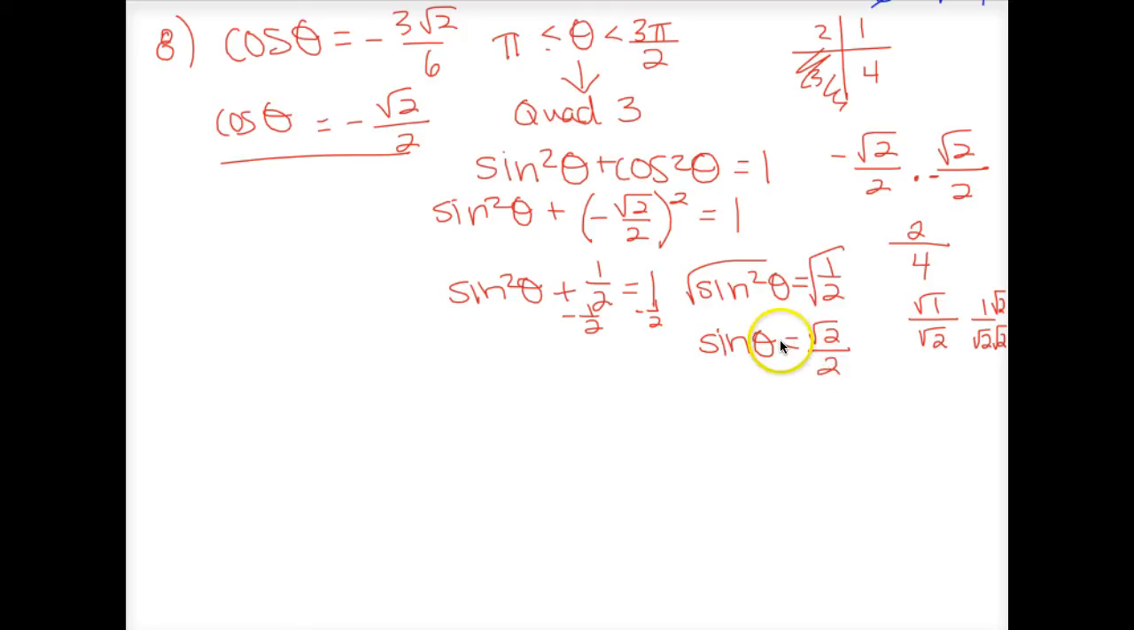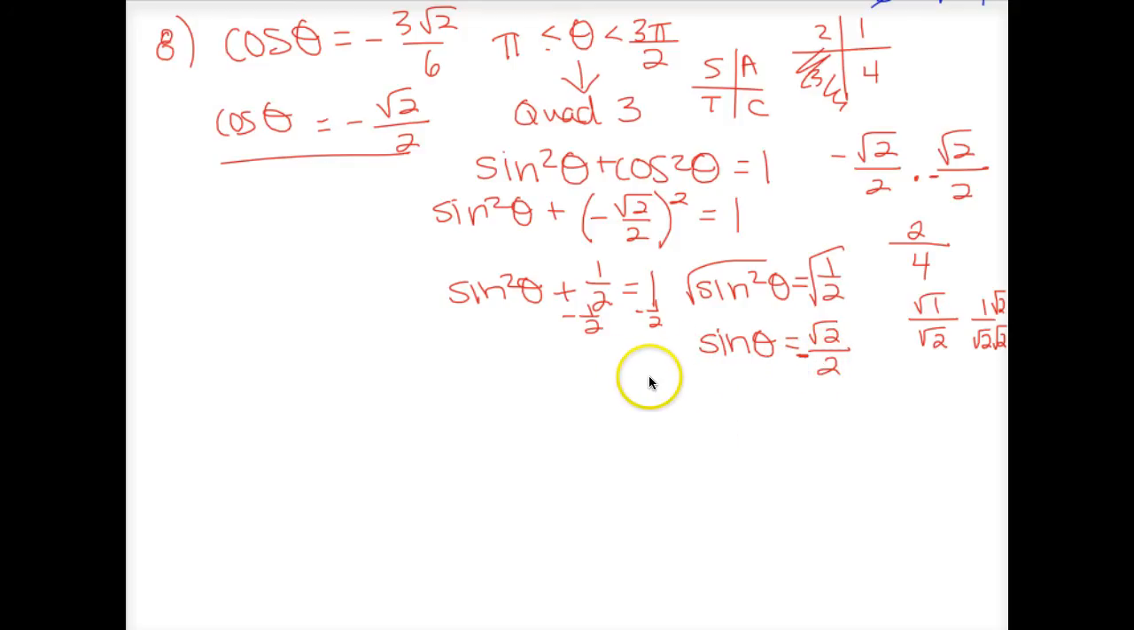Remember that you have to check to see whether it should be positive or negative, because technically when we solve by square roots, we get both. But because we know we're in quadrant 3, only one of the answers is right. And in quadrant 3, if we look at All Scholars Take Calculus, tangent is positive, which means that my sine value should be negative. So the sine of theta is negative radical 2 over 2.